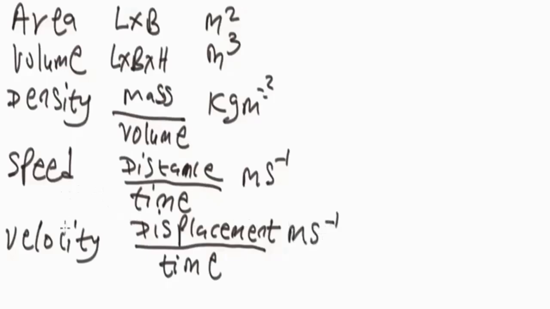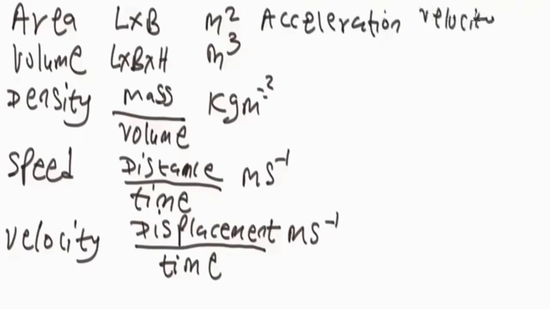Now the difference between speed and velocity is that speed is a scalar quantity, whereas velocity is a vector quantity. Speed has magnitude but no direction, but velocity has both magnitude and what? Direction. Right, so we also have acceleration, which is calculated using velocity over time. Alright, so the unit of acceleration is meter per second square.